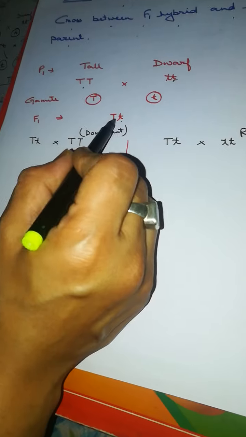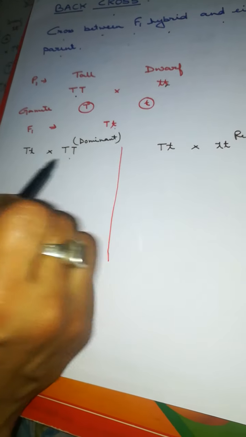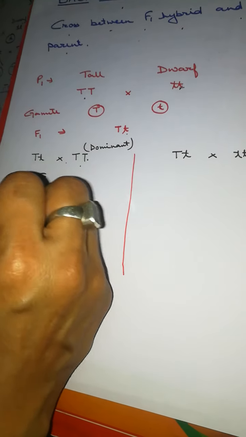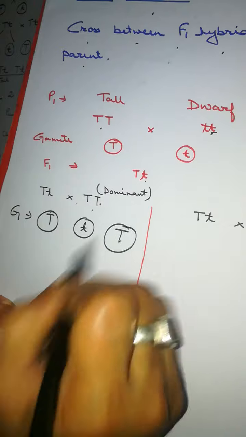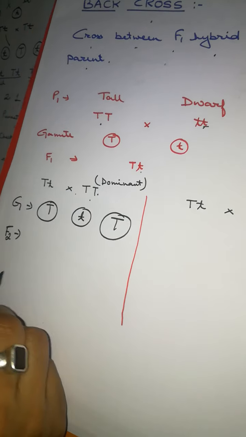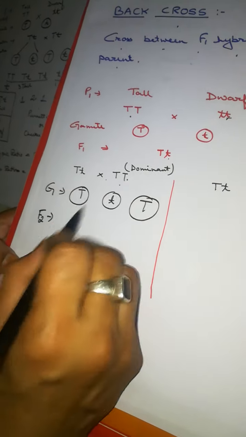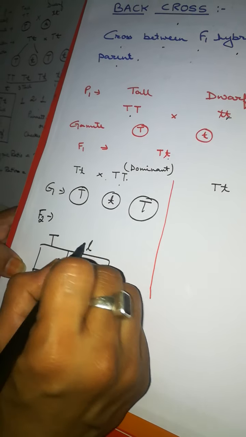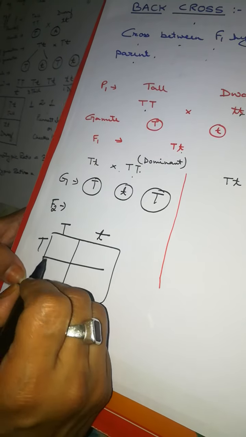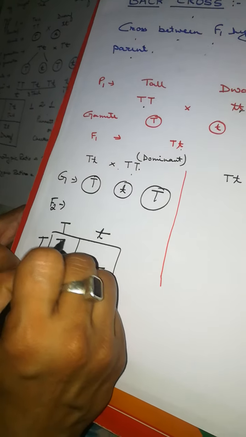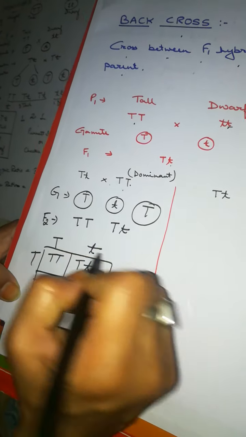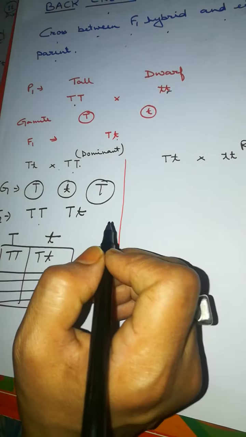Now while selfing, first of all we will self the F1 generation with the dominant parent. So here what we will get? Gametes, capital T, small t, and here capital T. So the F2 generation, we will again prepare a checkerboard. Here capital T is there and small t is there. Here only capital T is there. So for that particular reason we don't need this box. Capital T, small t. That is the ratio of F2 generation. That is 1 pure tall, 1 hybrid tall plant.